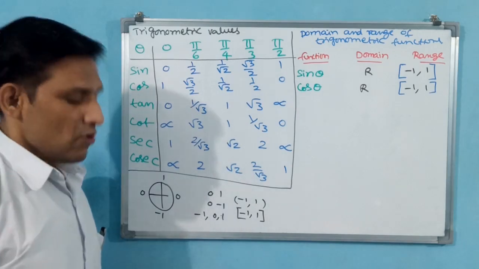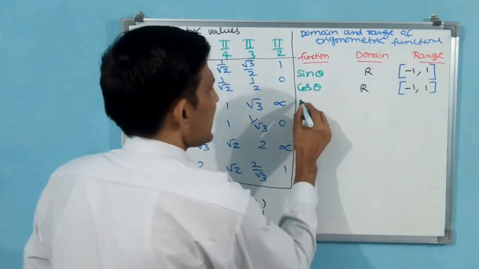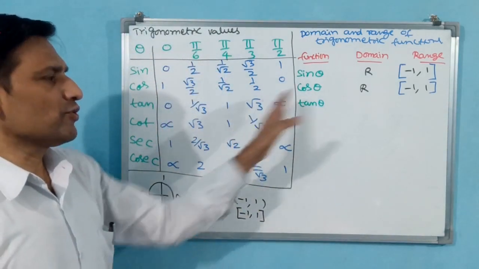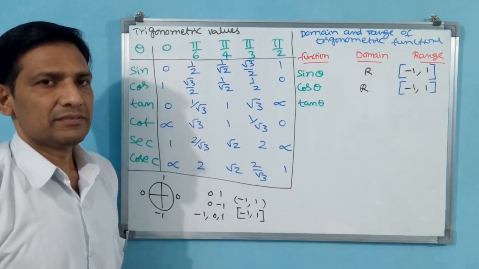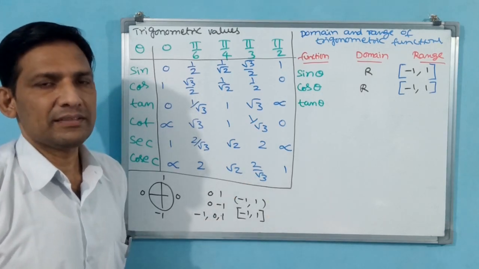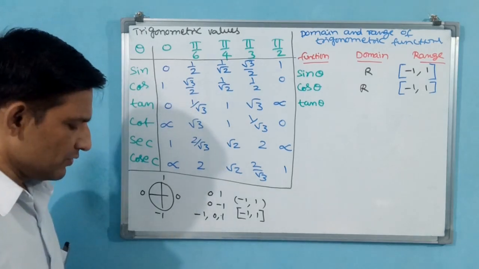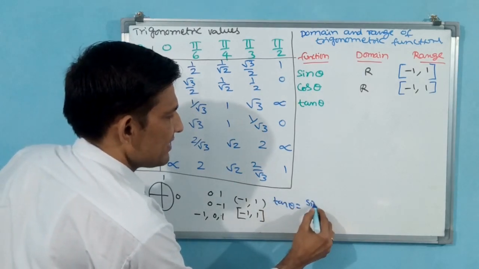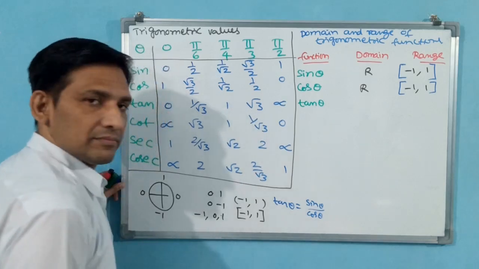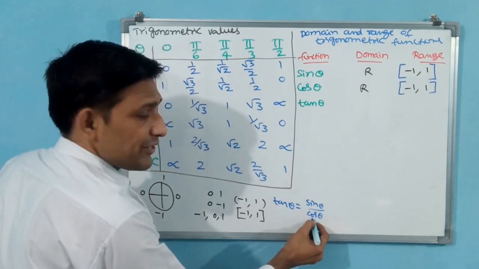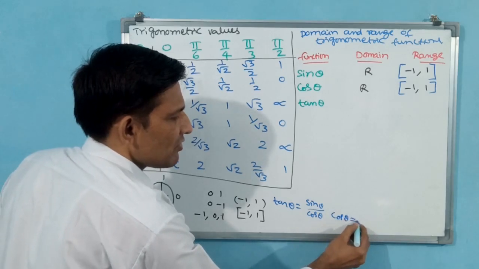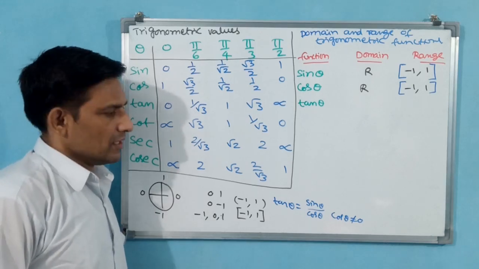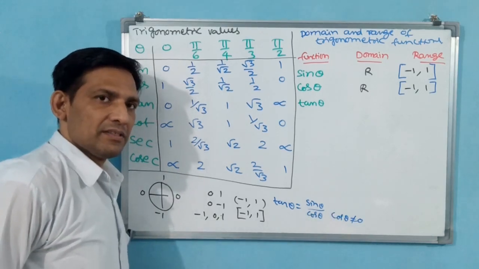Okay, now go for tan theta. Observe carefully in tan theta. Why? Because tan theta is not like earlier. Can you give all real numbers for tan theta? You cannot give. Why? Because tan theta is equal to sin theta divided by cos theta. Cos theta is in the denominator. Cos theta should not be 0. If it becomes 0, it is undefined.